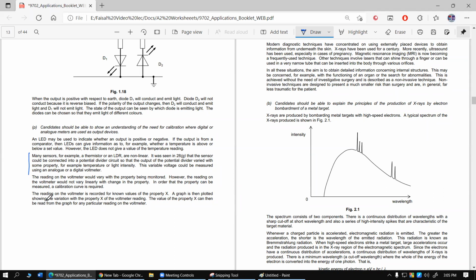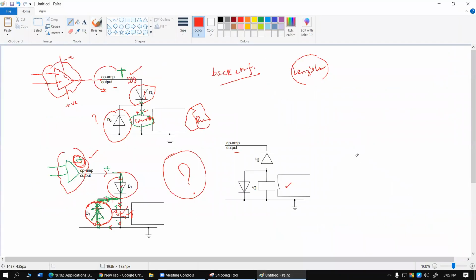the property X. A graph is then plotted showing the variation of the property X with the voltmeter reading. The value of the property X can then be read from the graph for any particular reading on the voltmeter. So what it means is that, let me just draw. If we are trying to calibrate a certain device, we need to have a measurement device.